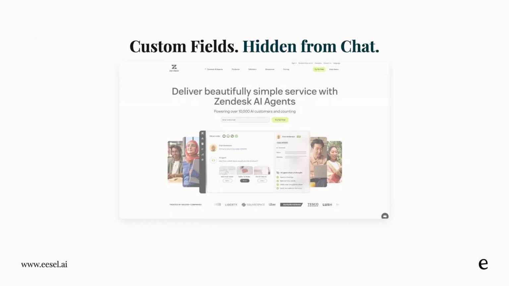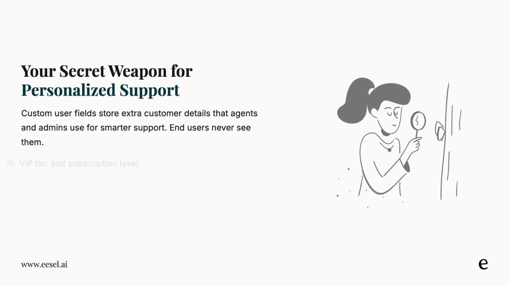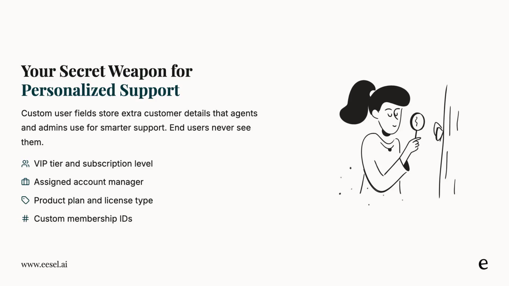By default, custom user fields are locked away in the user profile, completely separate from the chat interface. Every time an agent needs that context, they have to click away from the conversation and break the support flow. Custom user fields let you attach extra data points directly to customer profiles, things like subscription tiers, assigned account managers, and product plans. Only agents and admins can see them, which makes them perfect for internal categorization and smart automation.